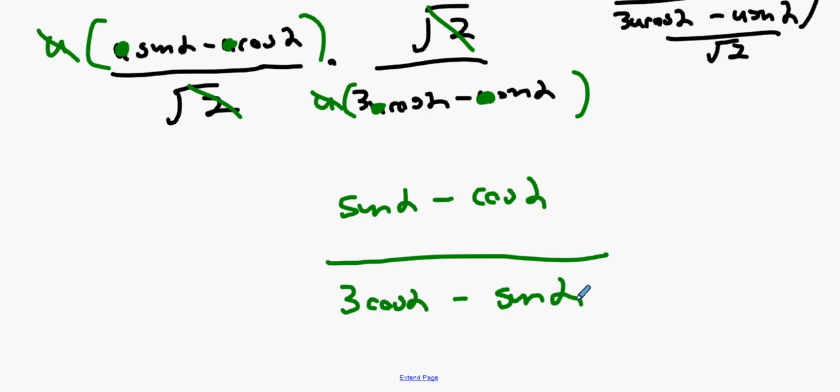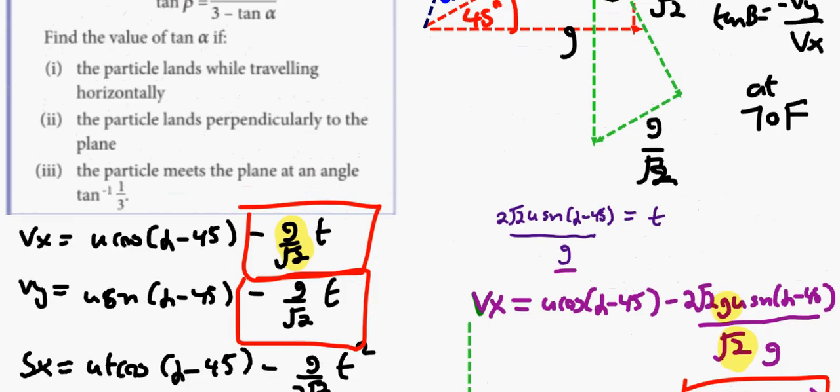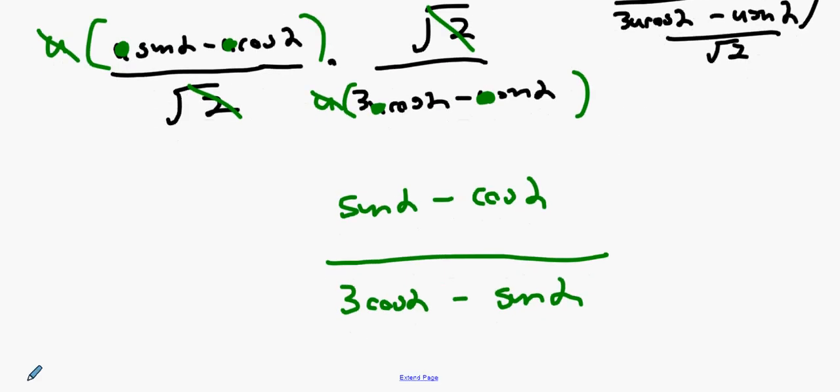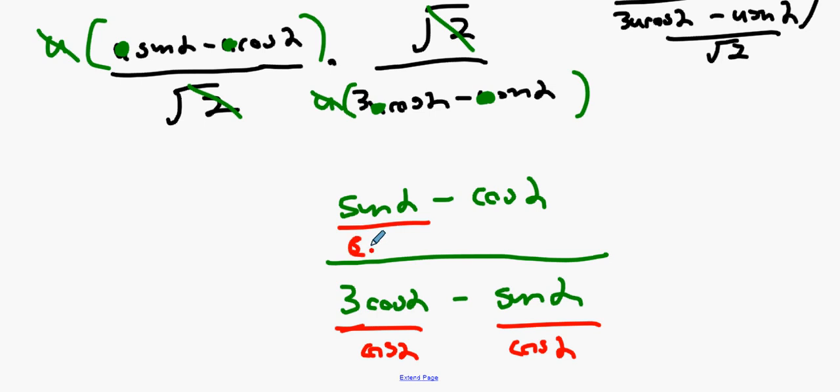Now, this is where you compare back to your original answer. Look at the 3. The 3 is significant, okay? I want 3 cos alpha to turn into 3. That's the hint. 3 cos alpha to turn into 3. How would you do that? What would I divide it by? What happens if I divide it by cos alpha? What happens if I divide that one by cos alpha? And I divide this one by cos alpha and this one by cos alpha.